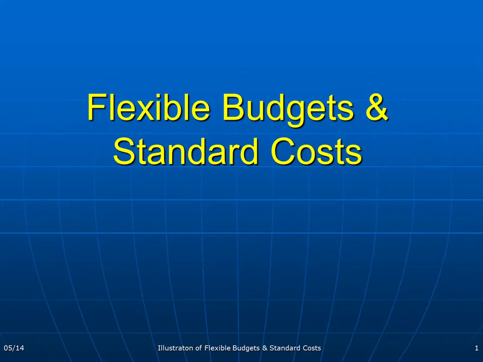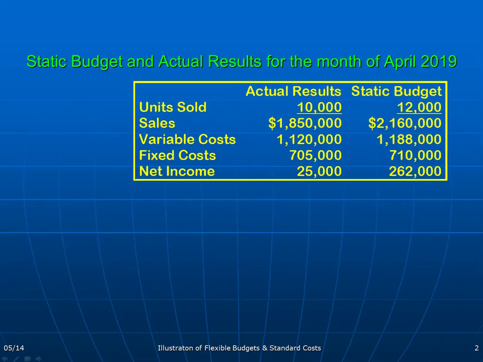Welcome. In this video, we're going to discuss flexible budgets and standard costing. This is an extension of our earlier discussion on budgeting, whereby there are two aspects to budgeting: a planning aspect, which is the preparation of budgets, and a control aspect, which is the utilization of budgets for control purposes. We utilize a budget for control purposes by comparing our actual results to our budgeted results.